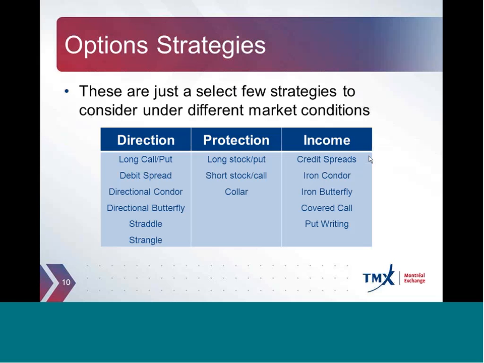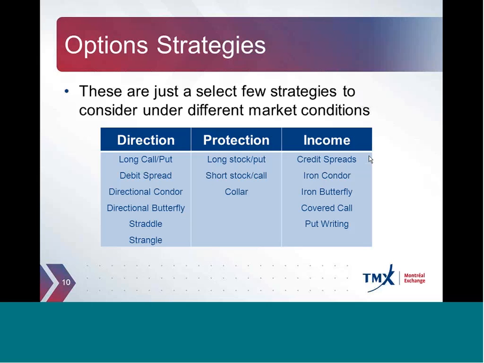So if you have a directional bias on the stock, if you're bullish or bearish, you could just go long a call. By long a call option or a put option, I mean you are the buyer of that option contract, taking advantage of the trading characteristics of those unique options, the call or the put. Call if you're bullish, put if you're bearish.